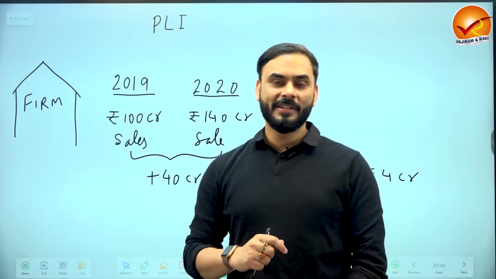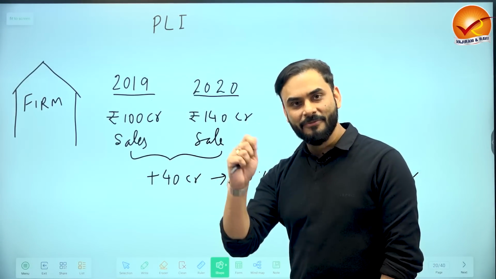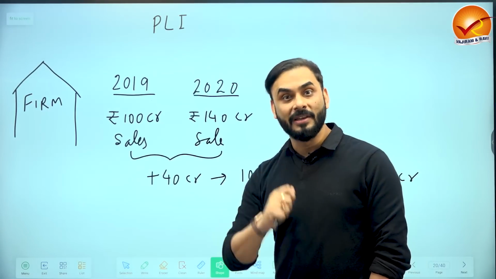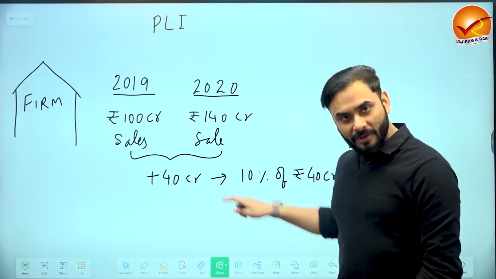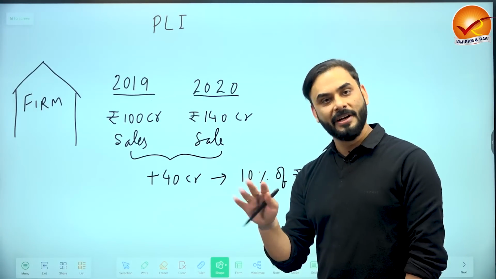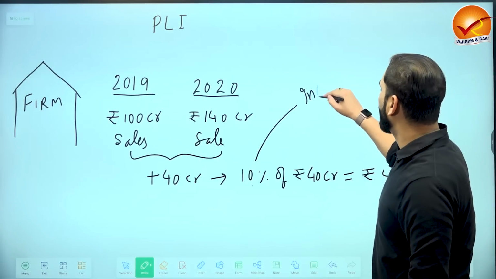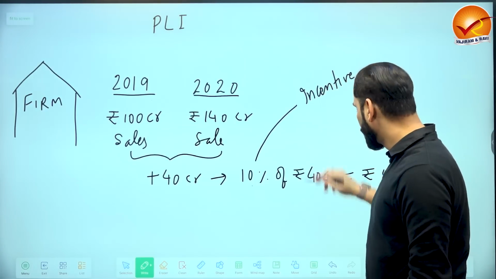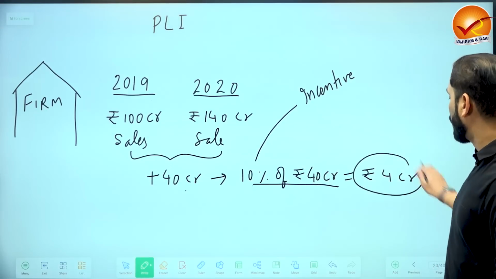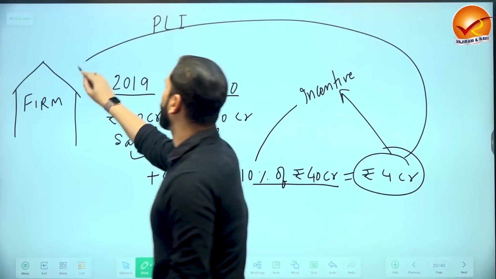The Government of India says that if you are such a company and if your name figures in our list, we are going to give you incentives because you have performed well. So the Government of India, for example, decides to give 10% incentive. It could be anything, 4%, 10%, 12%, depending on the industry. So suppose 10% is the incentive which the Government of India has decided to give. So what will the government do? 10% of the extra sale of 40 crore, so 10% of 40 is 4 crore rupees. The Government of India is going to give this 4 crore rupees to this industry.